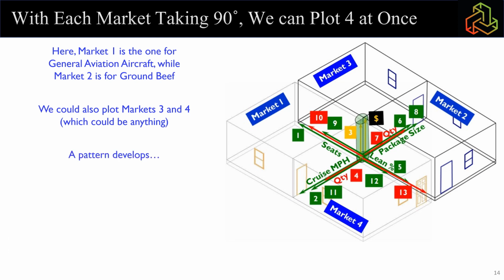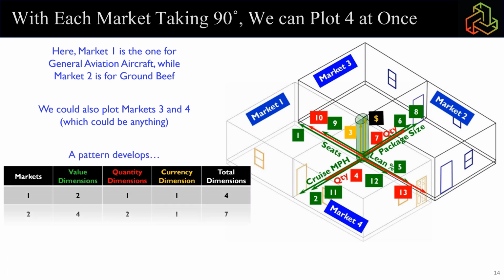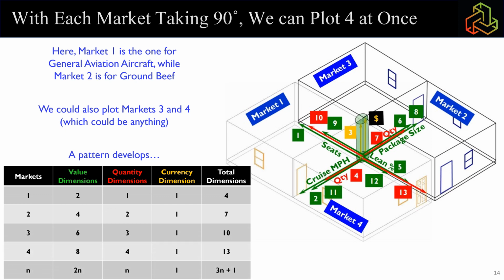which is to say that if we had one market, we have 2 value dimensions, 1 quantity dimension, and a currency dimension that will be common to everything for a total of 4. When we add the second market, as we saw here, we add 2 more value dimensions and another demand dimension for a total of 7. We add a third, right, 2 more value dimensions and a quantity dimension. We end up getting a pattern like this. To plot n markets, we need 3n plus 1 dimensions.